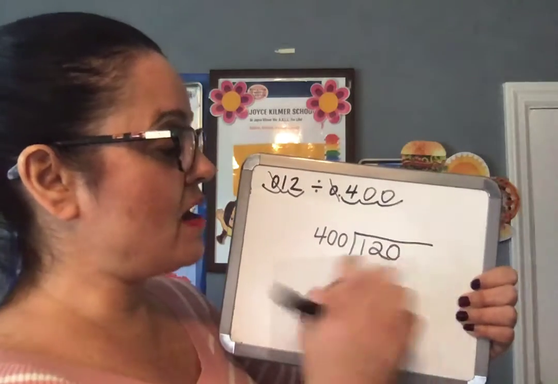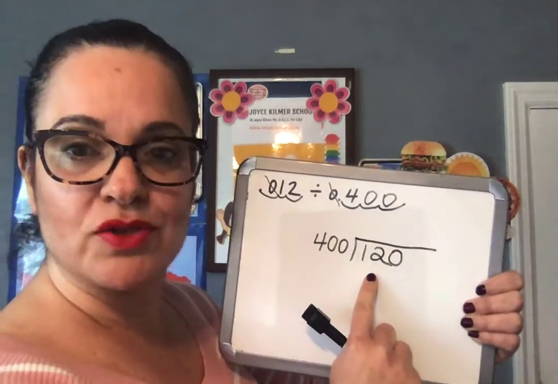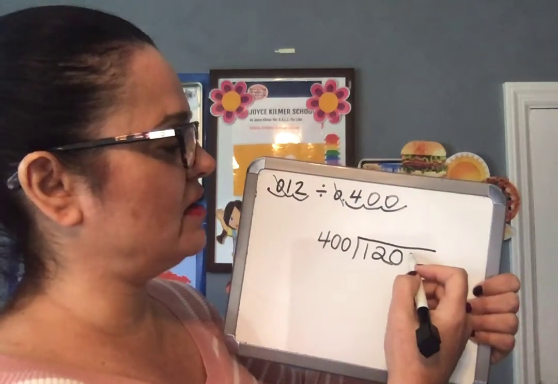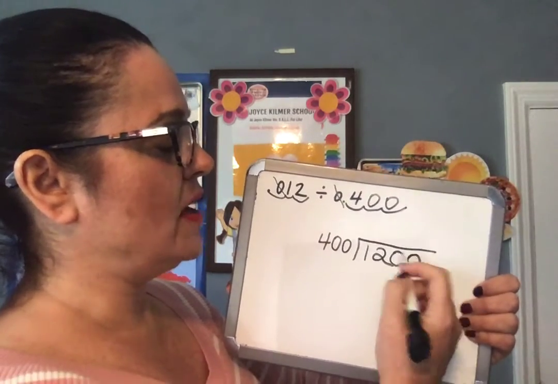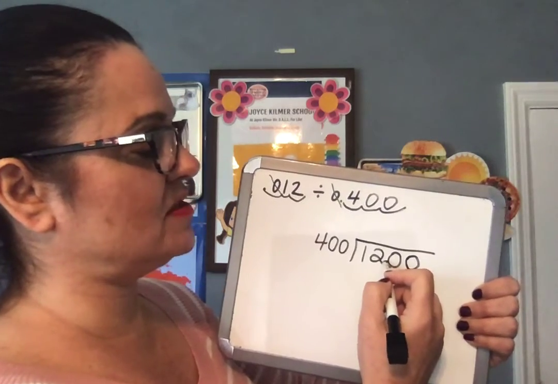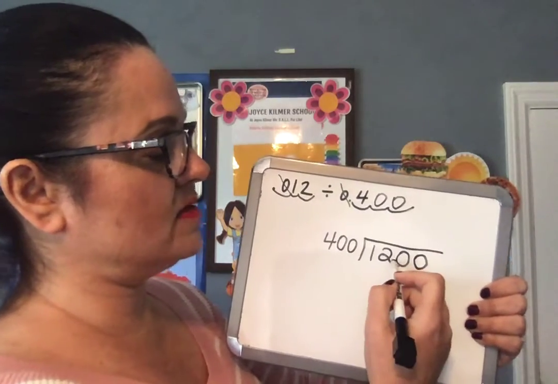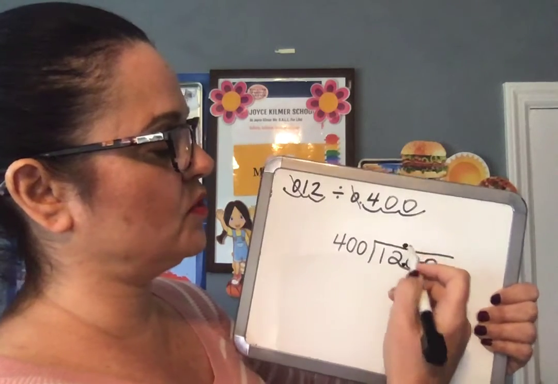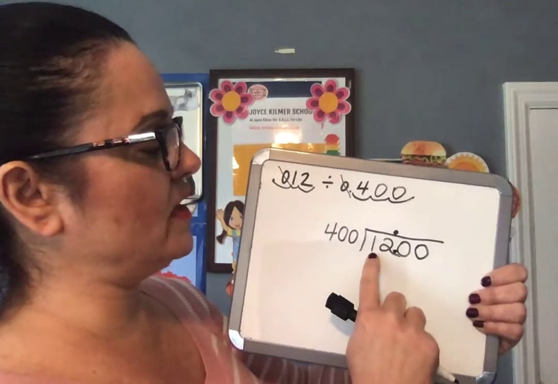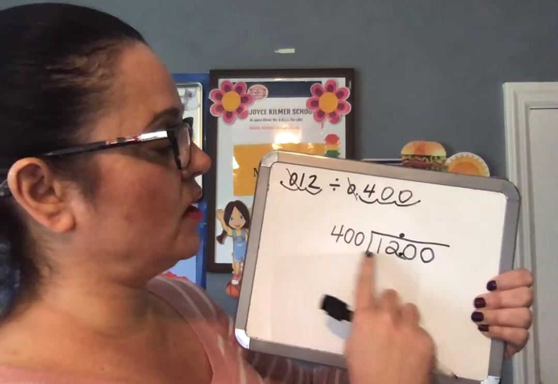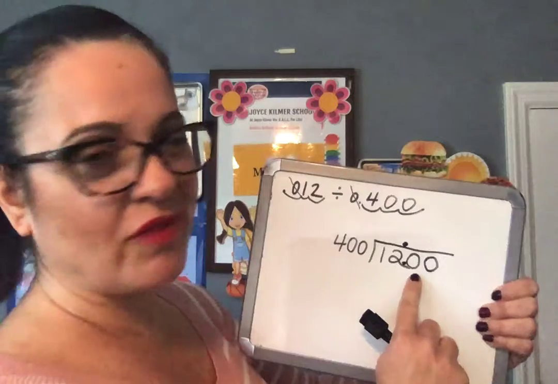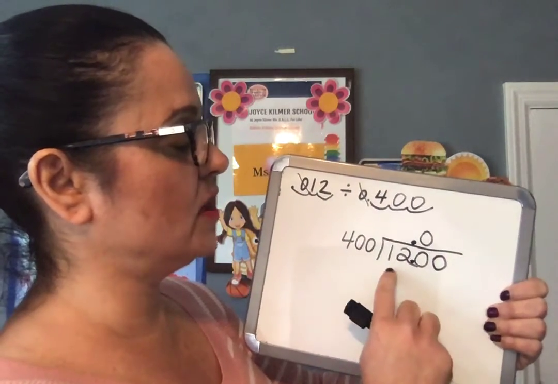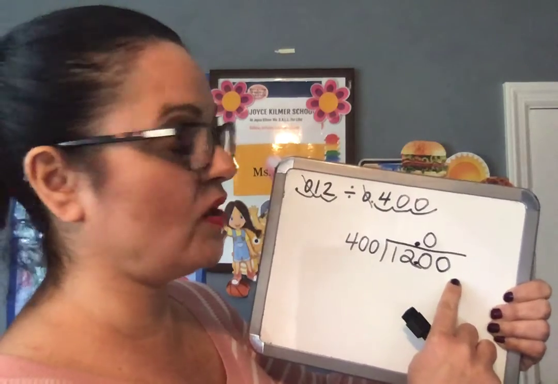Well, now, how many 400s can I take out of 120? That's still too small. So let me go ahead and add another 0. Now, when we add a 0, we need to put a decimal, because every time we add a 0 right after the last number, we put a decimal, go on top, and bring up your decimal. Now, how many 400s can we take out of 120? We already know it's too small, so we'll put a 0 on top. How many 400s can we take out of 1200?